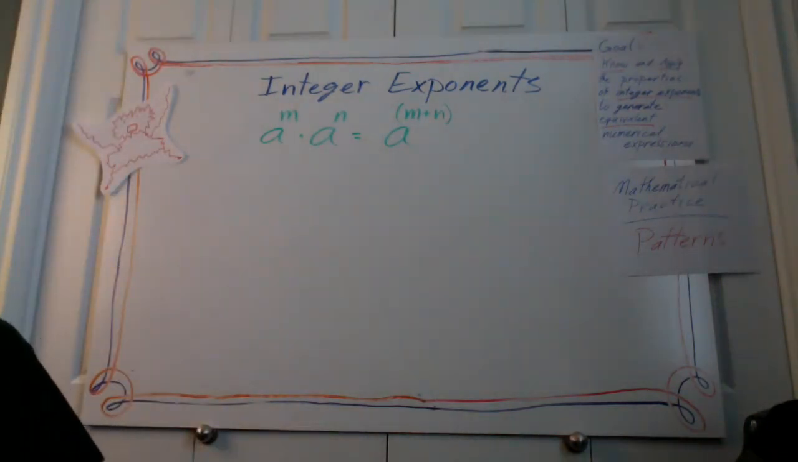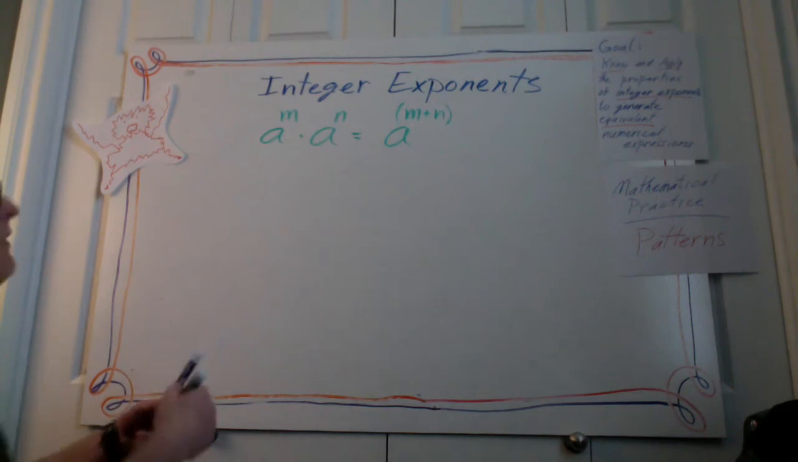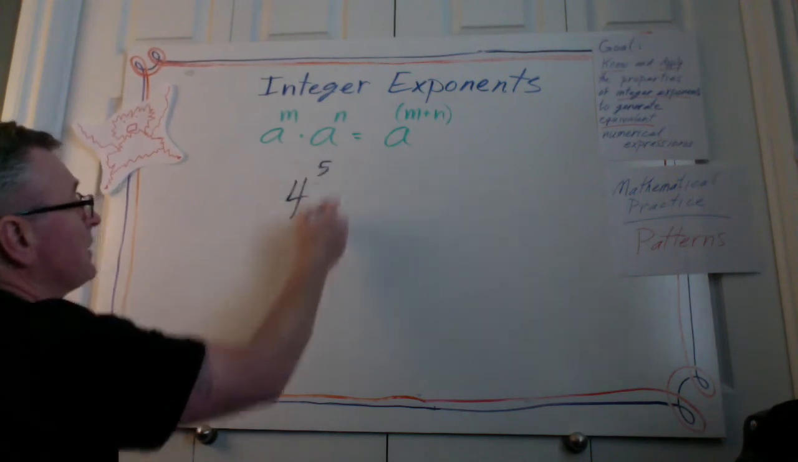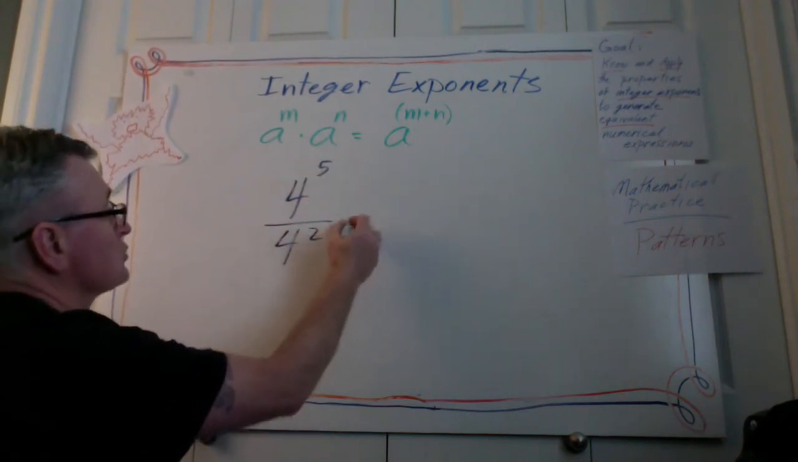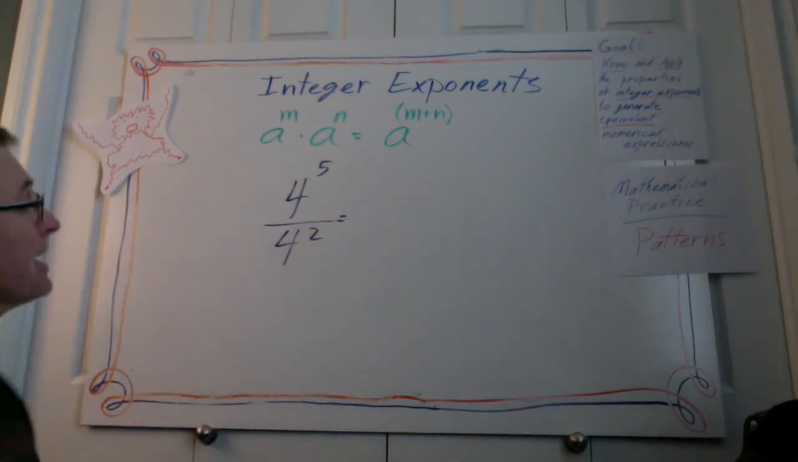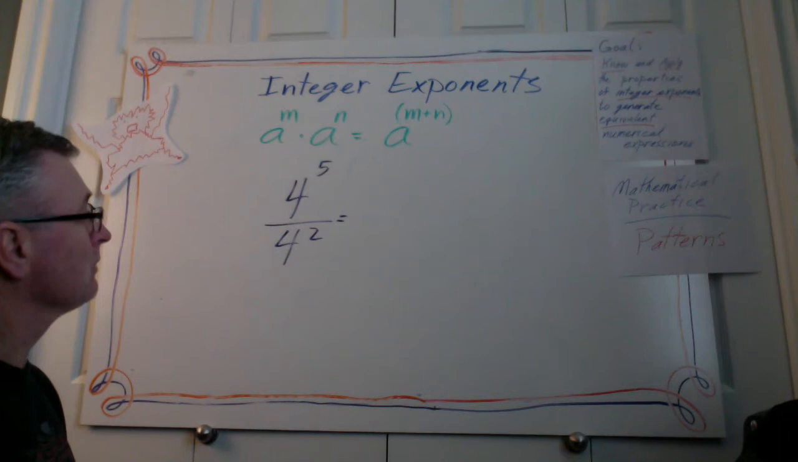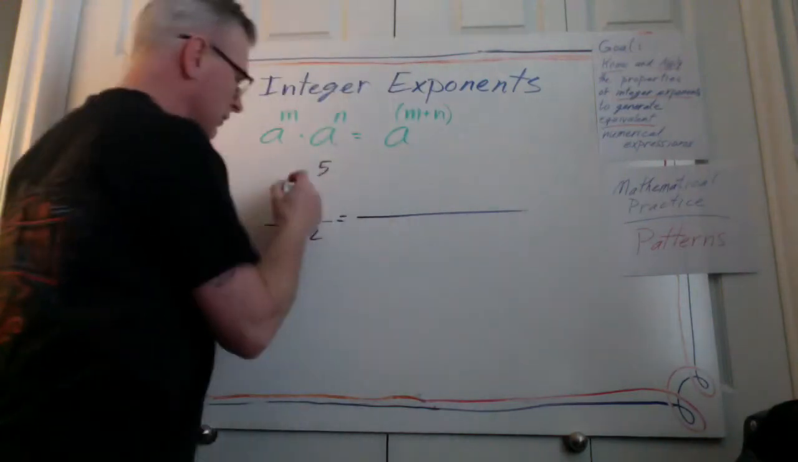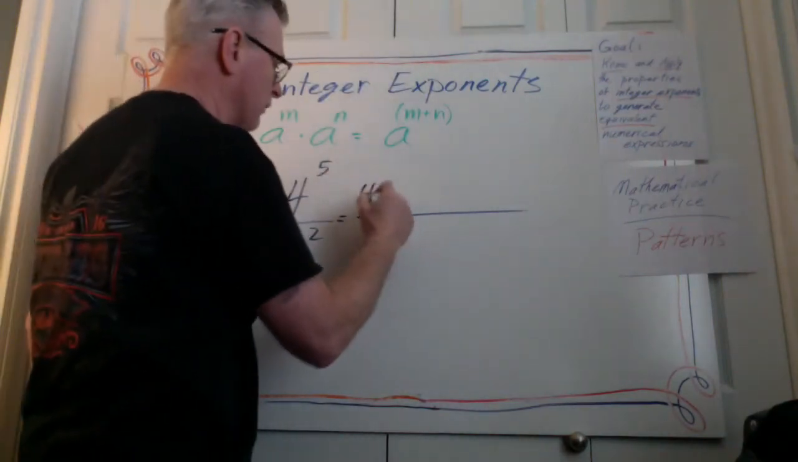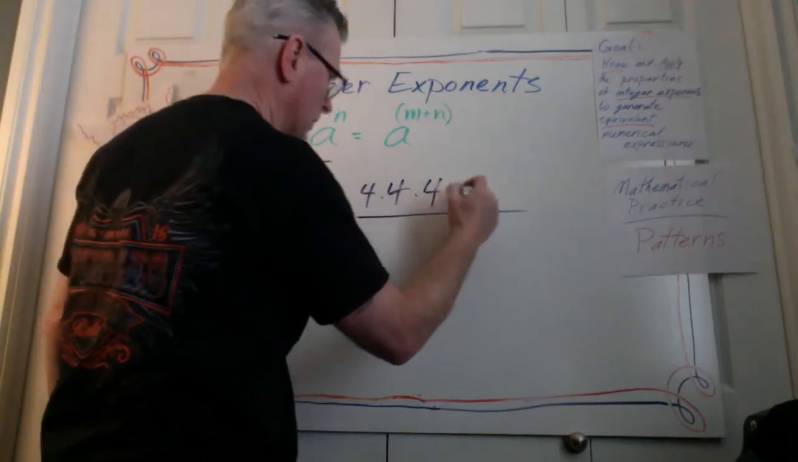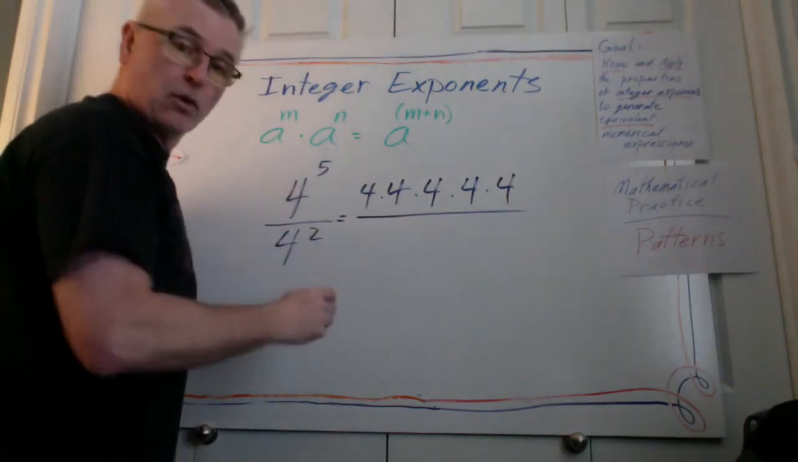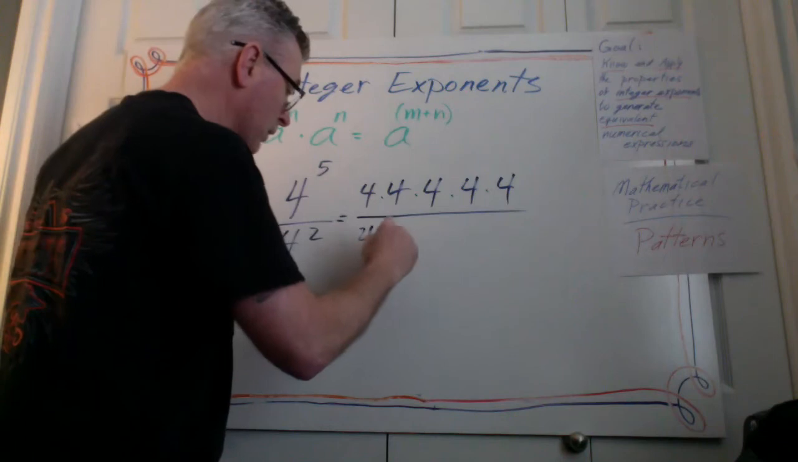What if I was going to divide something that had the same base on it? So what if I had this? If I had 4, let's say we're going to take 4 to the 5th and divide it by 4 squared. That's exciting. So if I expand the top, this is 4 5 times: 4 times 4 times 4 times 4 times 4. And this is 4 times 4.